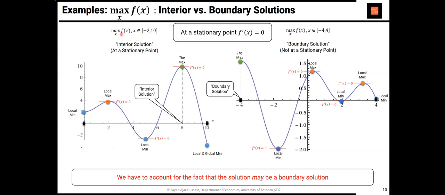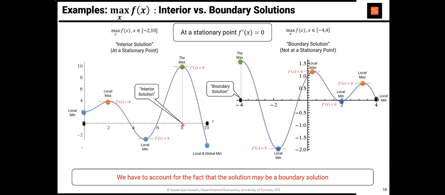Now you're asked to find the maximum. You realize that there are local mins in this neighborhood, that's the min point. There are local maxes, in this neighborhood, that's the max, etc. But the highest place, the solution, the maximum point is right here, which just so happens to be also a point where the slope is zero, and that's called a stationary point. Stationary points are where the slope is zero. And by definition, stationary points can only happen when x takes on a value in the interior of the domain.